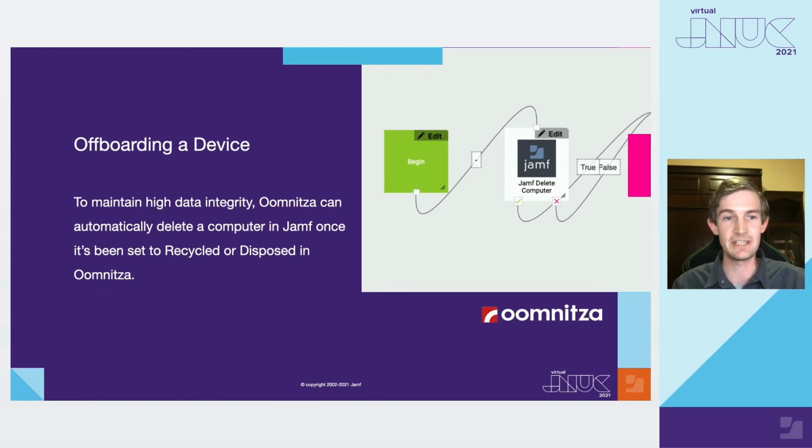Offboarding a device is another key use case. To maintain high data integrity, Umnitza can automatically clean up or remove a computer in Jamf once it's been set to recycled or disposed in Umnitza, or even archived. By doing this, we're ensuring that we don't have any stale data within Jamf, and that the full list of machines is completely accurate, especially when it comes to any kind of discrepancy reporting across our connected systems.